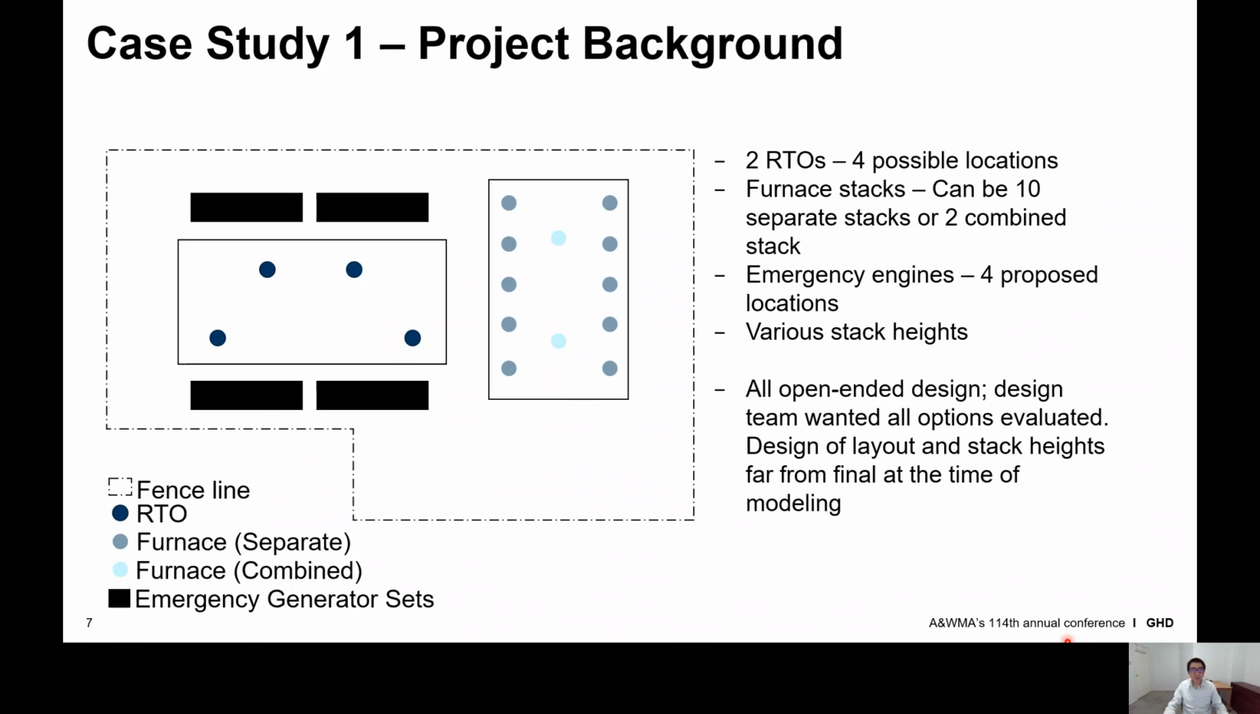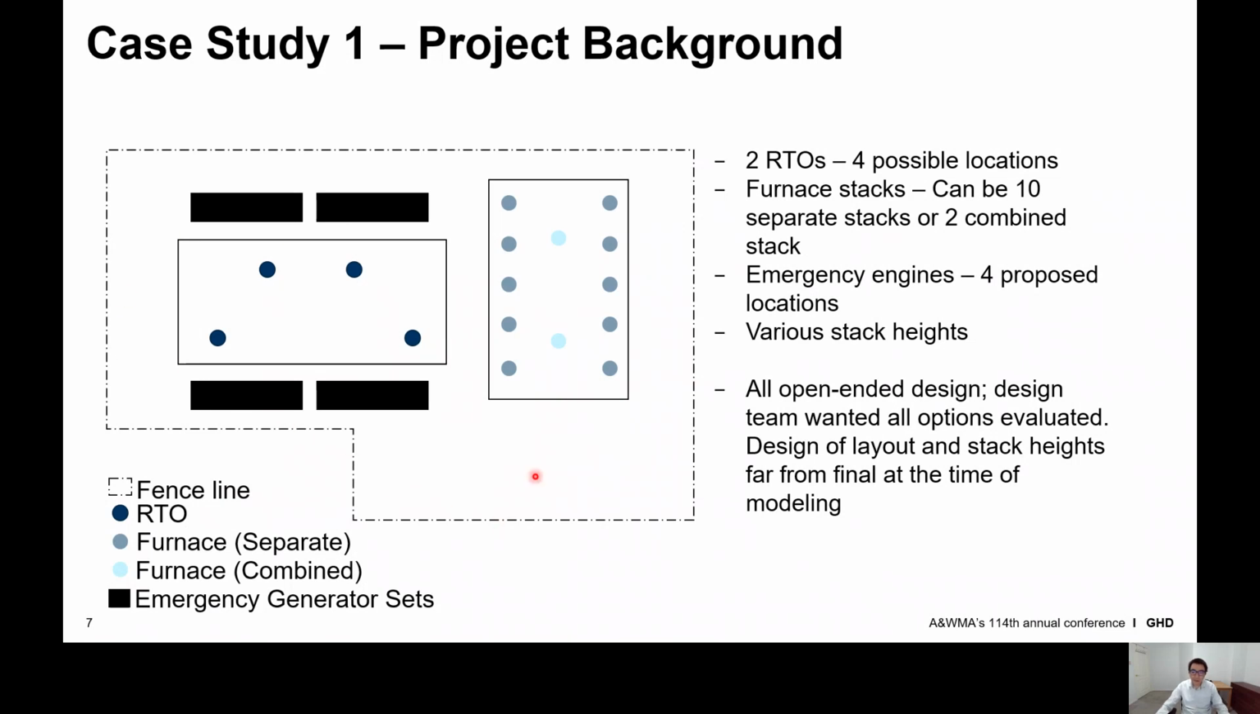So for this case study 1, we have a facility. They are in the design phase, and they want to get their air permit quickly, so they don't have their design finalized. So all we know is that we will have 2 RTO stacks, but in 4 different possible locations, the 4 different dots here.